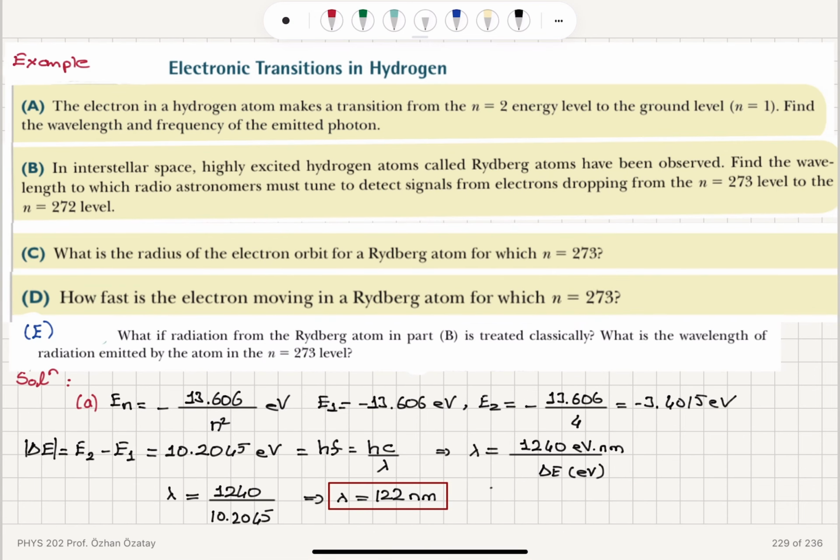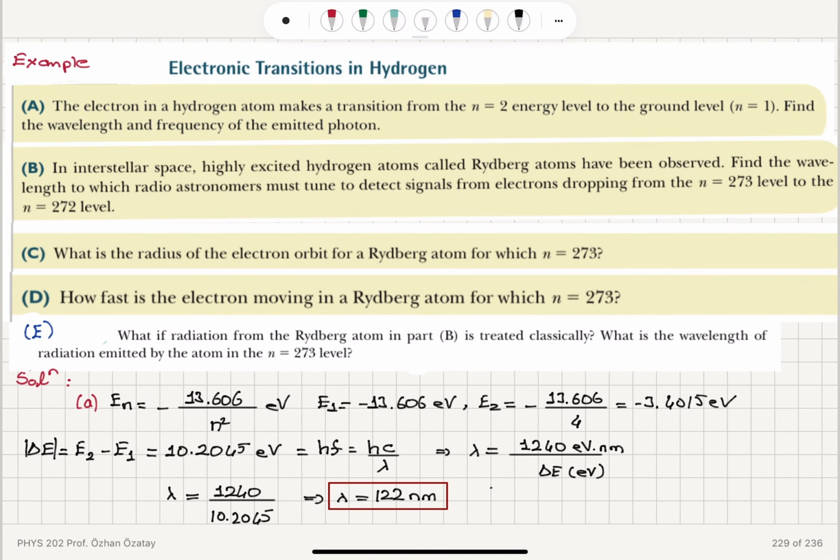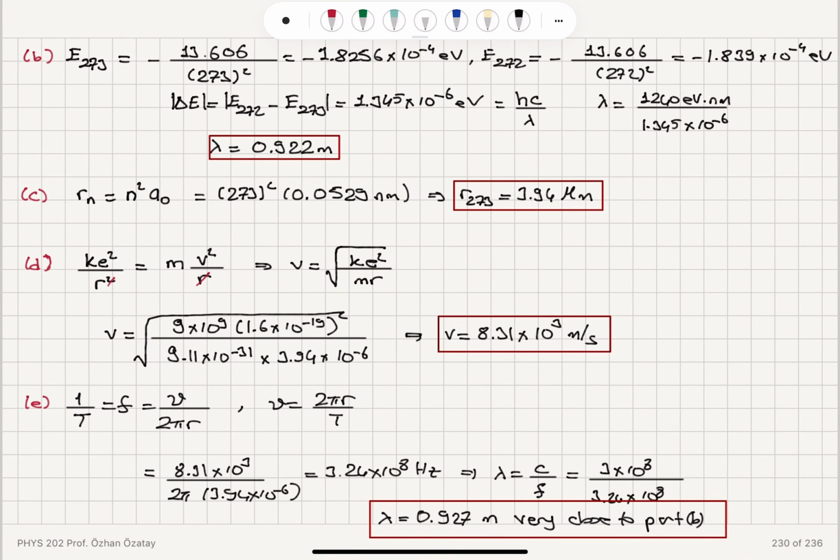Now, why is this very close to the answer in part B? Due to Bohr's correspondence principle. Quantum physics agrees with classical physics when the difference between quantized levels becomes vanishingly small. So, for n equals 273 to 272, the difference between the energy levels is vanishingly small. Therefore, the classical result will be approximately correct. So that basically tells us that this answer should be close to the quantum treatment.